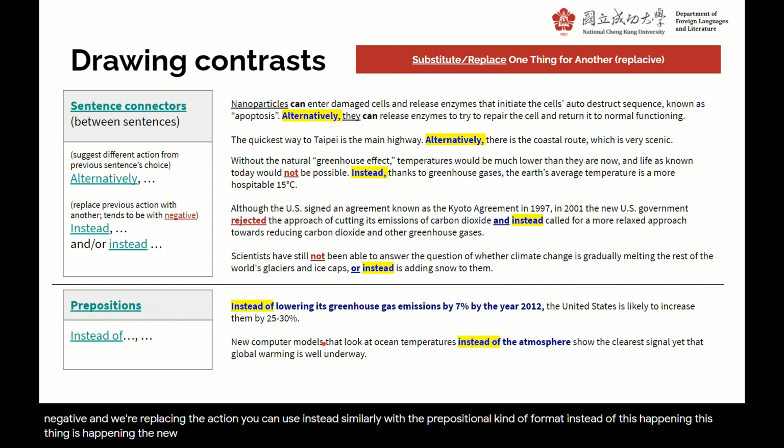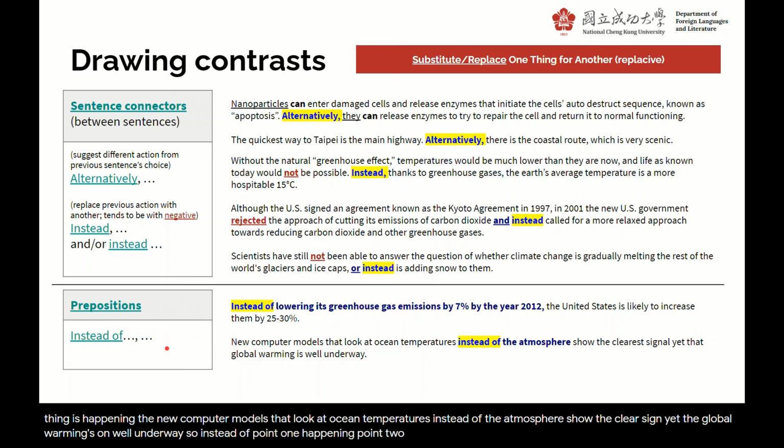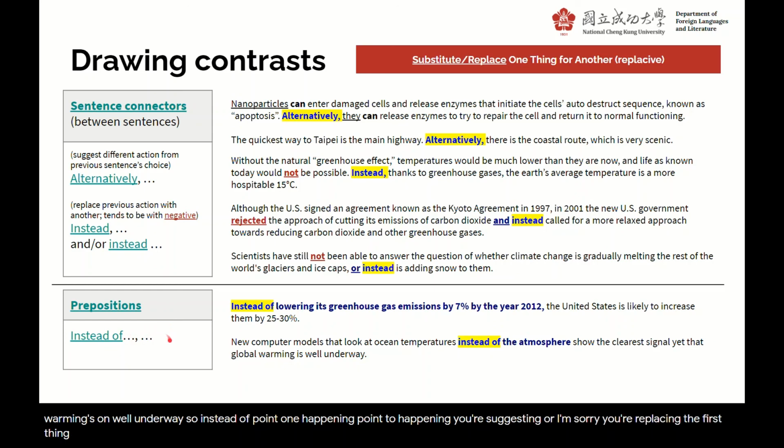The new computer models that look at ocean temperatures instead of the atmosphere show the clearest sign yet that global warming is well underway. So instead of point 1 happening, point 2 is happening. You're replacing the first thing with the second thing.